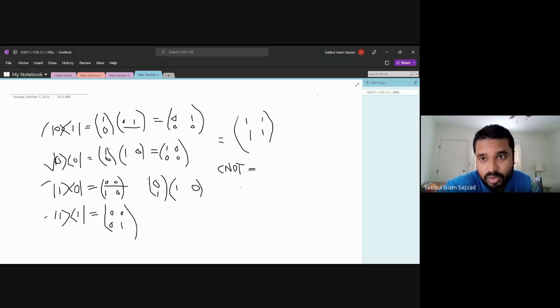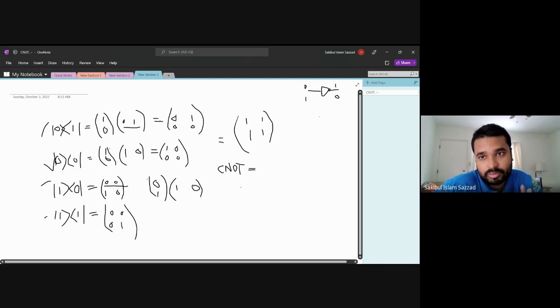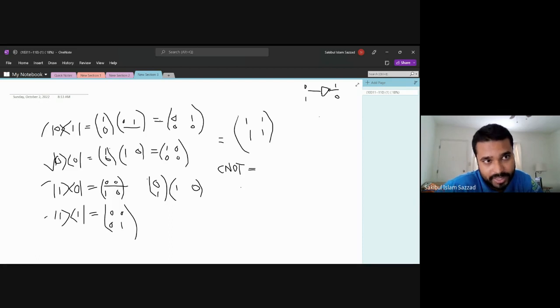We all know the classical NOT gate, in microelectronics it looks something like this. What it does is, if there is an input 0, it will give me output 1, and if there is input 1, there will be output 0. So this is for classical. From there we can make a matrix for the quantum NOT gate.